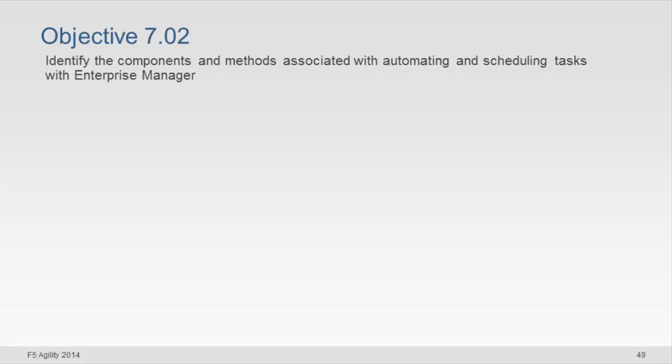Identify the components and methods associated to automating and scheduling tasks within Enterprise Manager. So far, almost everything we've talked about has had to do with LTM, or the Big IP platform as a whole. The rest of the objectives here in Objective 7 are all based around Enterprise Manager. And if you're not familiar with Enterprise Manager, this could be something else you need to run in your VLabs to get familiar with before you take this exam.